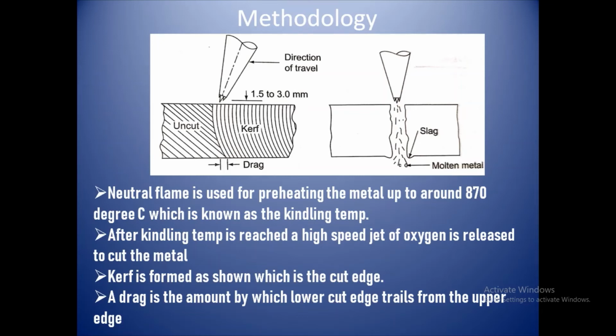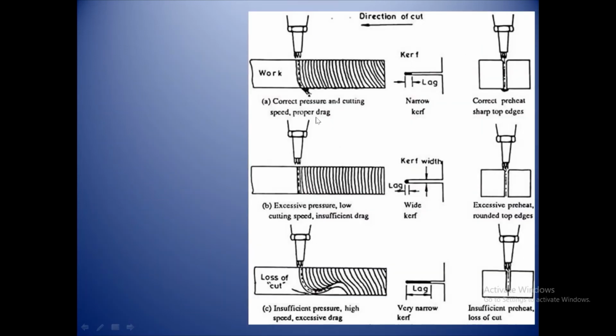And as you can see from the bottom side, the molten part will be going out of the metal, and the cut will separate the metals. But in some cases, if the heat is not sufficient or the oxygen jet speed is not sufficient, then a proper cut will not be obtained. So as you can see in this first figure, this is the optimum drag, proper drag, for correct pressure and cutting speed. This amount of drag is not a problem.